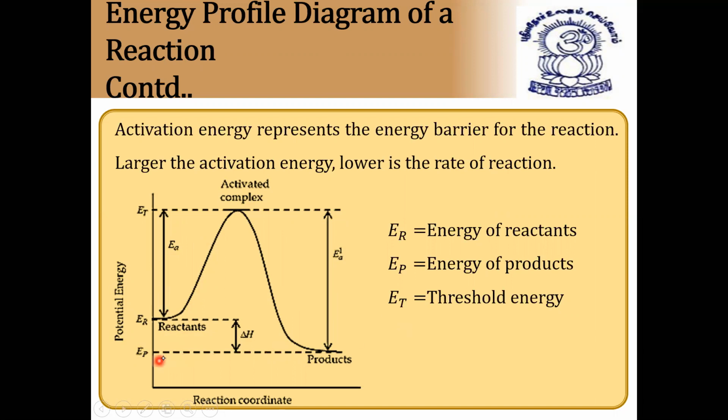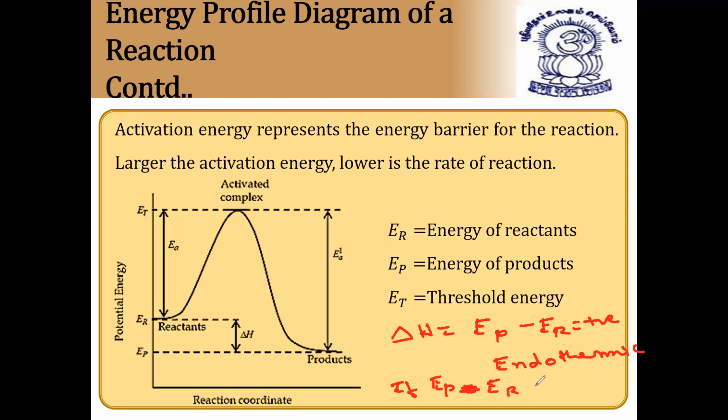So here EP minus ER, delta H is equal to what? What is delta H? EP minus ER, energy of products minus energy of reactants. So EP minus ER is called delta H, and if EP minus ER is positive, the reaction is endothermic. If EP minus ER is negative, it is an exothermic reaction.